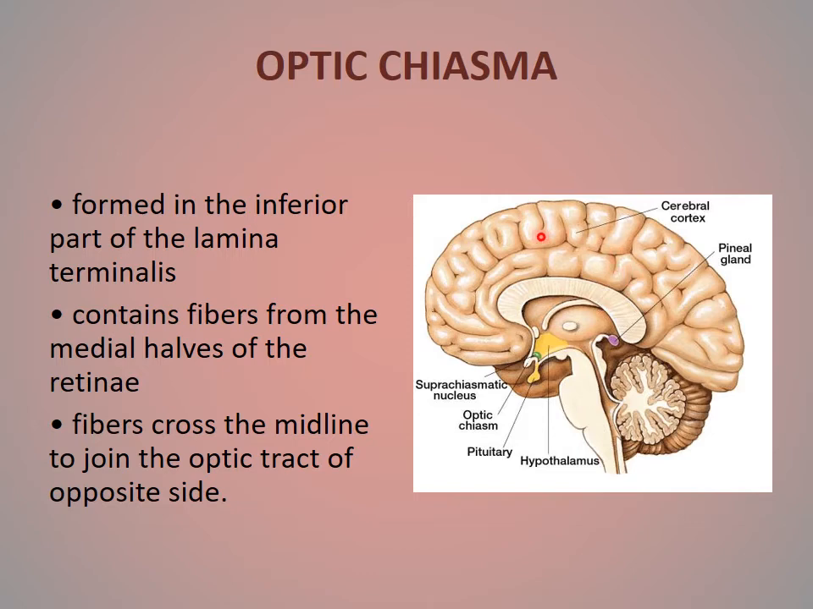So this is the cerebral cortex, the corpus callosum, the septum pellucidum, and this is the thalamus and the hypothalamus, interthalamic adhesion, and this area is the lamina terminalis and the optic chiasma, the pituitary gland, and this is the mammillary body, whereas this is the pineal gland.